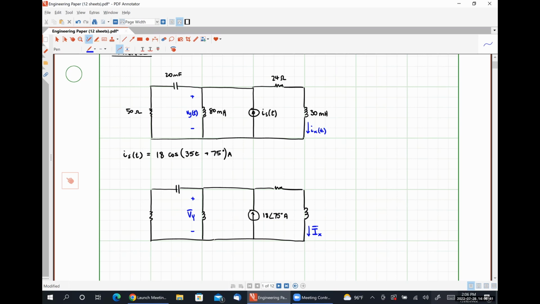The next thing that I do is I convert all of my resistors, capacitors, and inductors into equivalent impedances. I'm going to start with my resistors, where we know that the impedance of a resistor, ZR, is simply the resistor value itself. So that means this 50 ohm resistor on the left continues to be a 50 ohm resistor, and this 24 ohm resistor on the top right continues to be a 24 ohm resistor. So I don't have to do any actual work there.